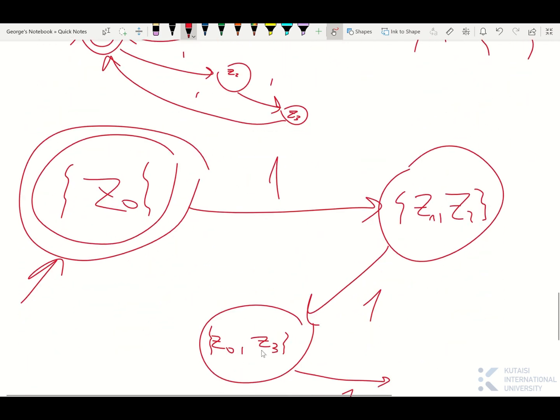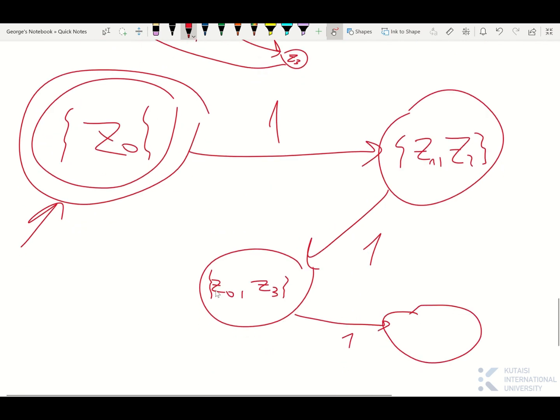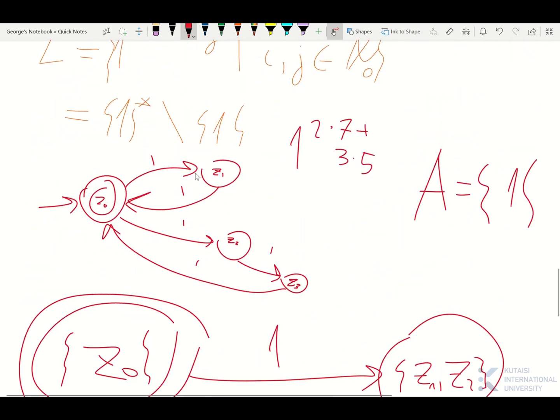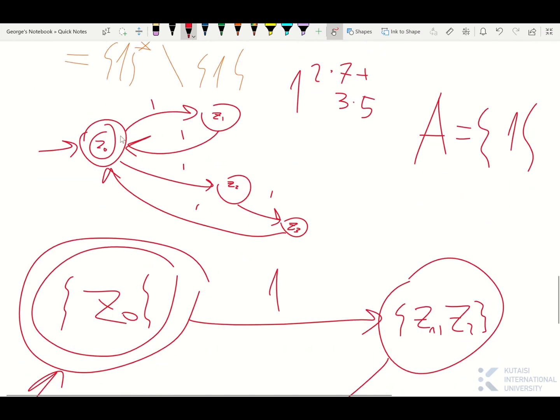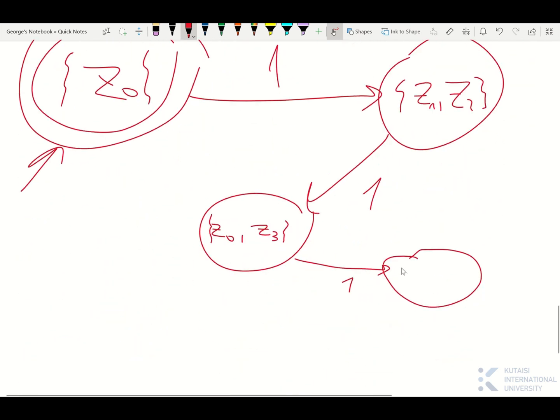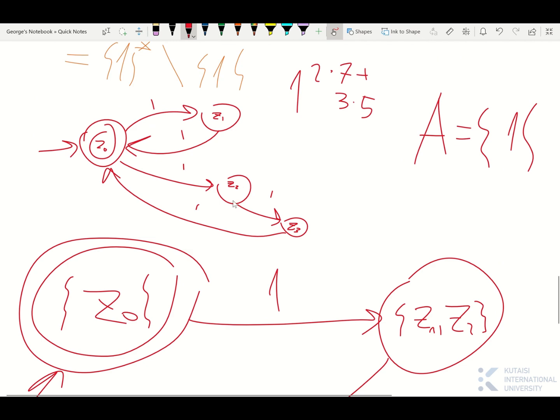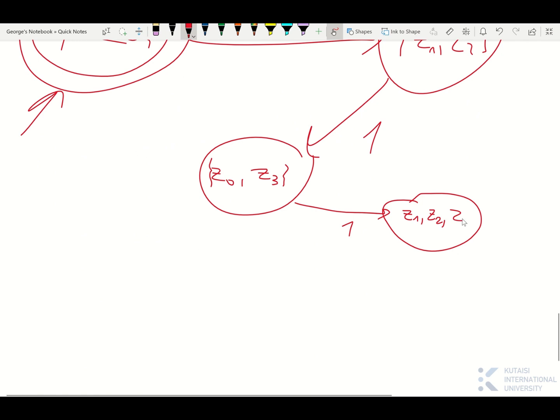So from Z0, Z3, where does this thing go? I look where Z0 goes with 1. Z0 with 1 goes to Z1 and Z2. This is where Z0 takes me. Where does Z3 take me? Z3 takes me to Z0. So it's the state named Z1, Z2, Z0. And then everything goes back here.